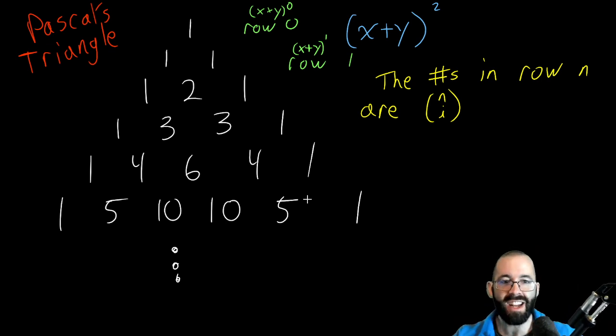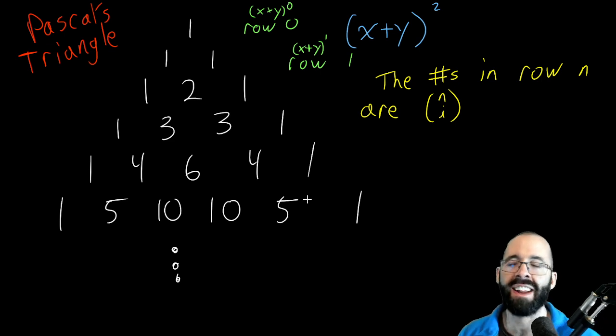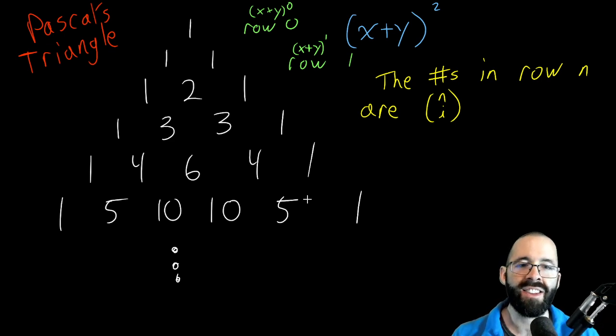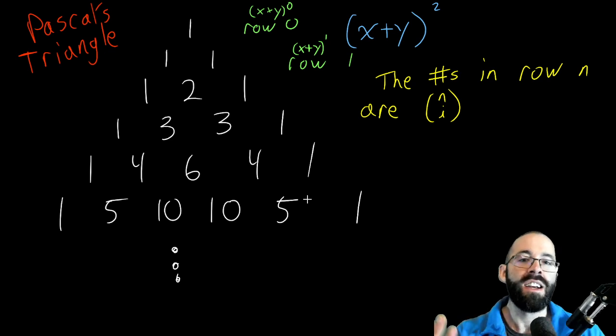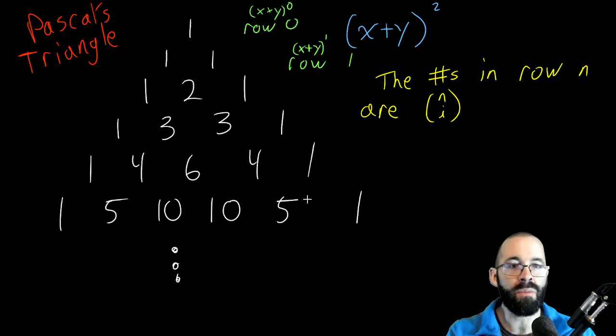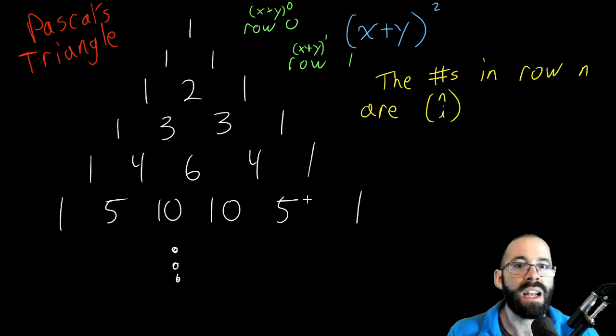So, whoa, combinations. Pascal's triangle has to do with combinations. Who would have thought that? What a crazy thing that we would be talking about Pascal's triangle right after the video on combinations, because these are just all the numbers. You can use Pascal's triangle to find any combination.